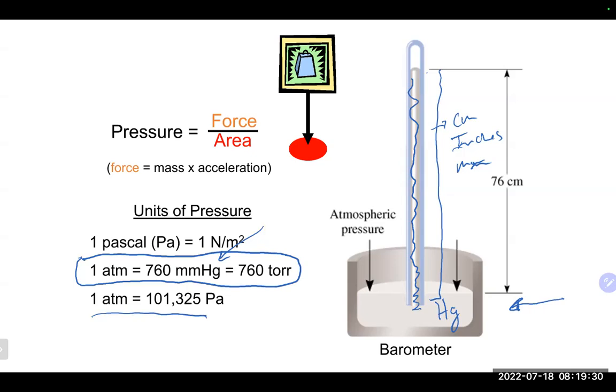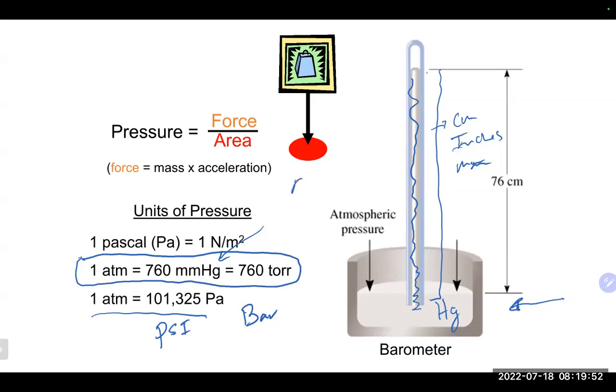There are other units of pressure, obviously. PSI is pounds per square inch. Bar is another common unit of pressure. A bar is basically almost the same as an atmosphere, which is 1.01, so the conversion is very, very close. So 1 atmosphere does equal 760 millimeters of mercury and 760 torr.